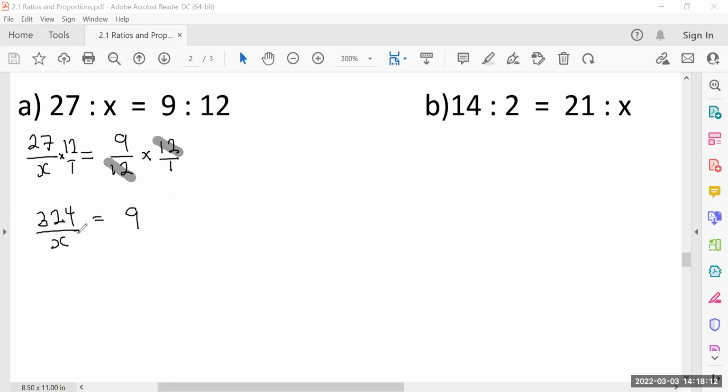I'll stop right there, soak it in. Any questions? Why did the 12 cross out? Good question. Division of 12, multiplication of 12, they will reduce and become 1. What do you mean by division of 12? Well, 9 divided by 12. So 9 right now is being divided by 12. We know that's what a fraction means. How do you do the opposite of a division of 12 to essentially reduce it to 1? We multiply. That's where it came from.